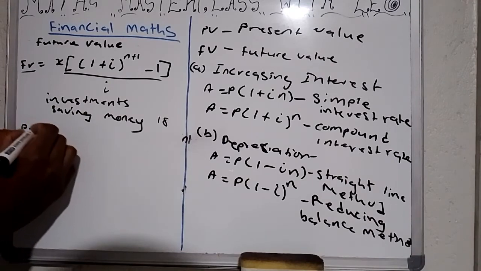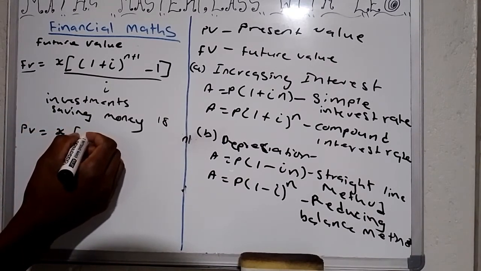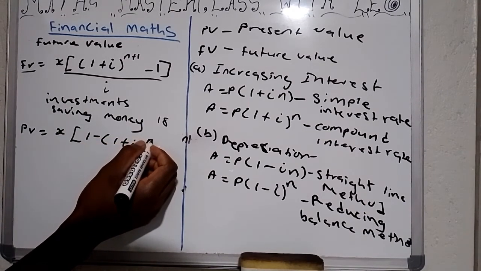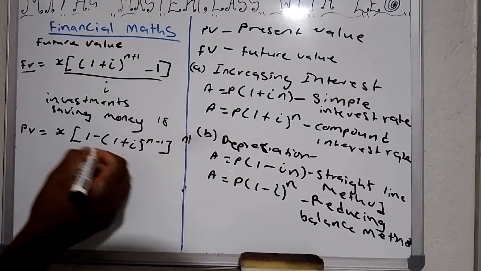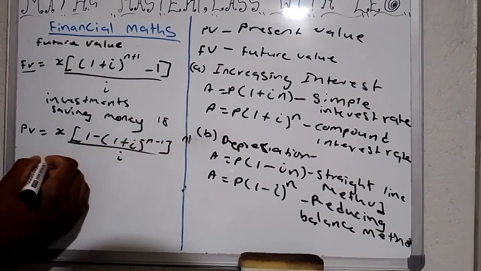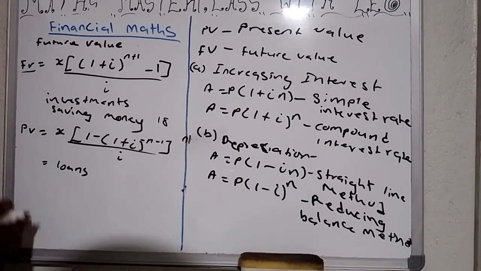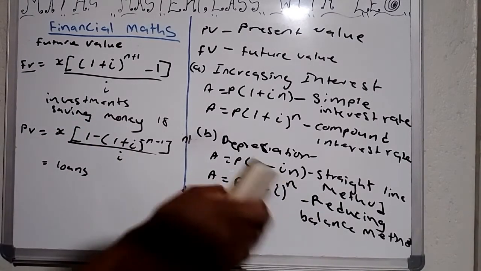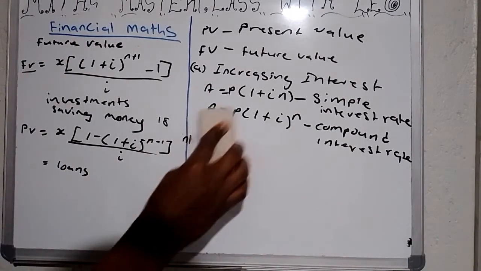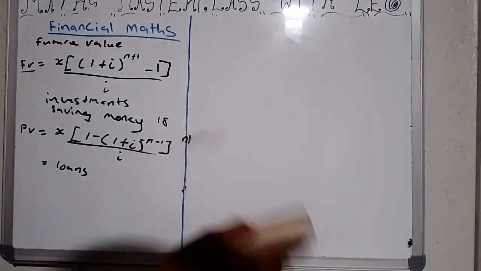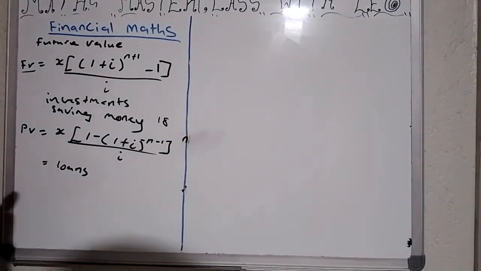Then we have PV, which is equal to X into 1 minus 1 plus I to the power minus N minus 1 close bracket all over I. We talk about this one when you have your loans and so forth, right? This is used for loans and other things. Okay, now we also have these things. I'm going to write everything that you need to know down. All the formulas, I know there are too many, but when we start explaining the questions, you're going to understand how they work.